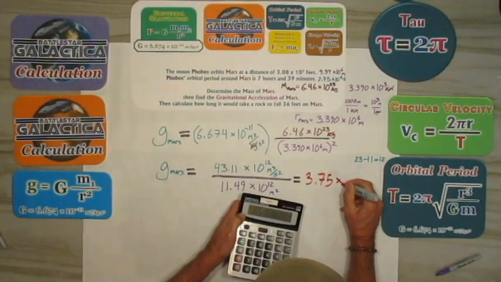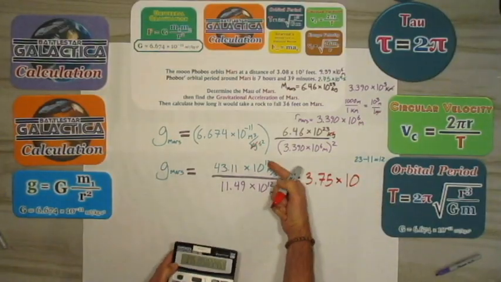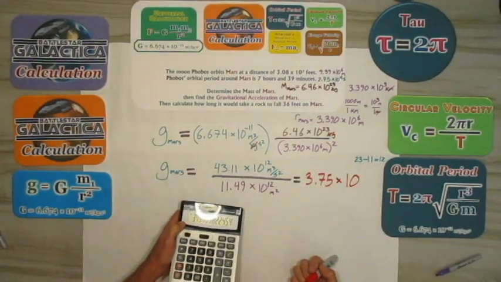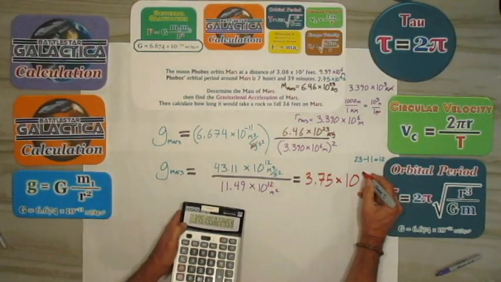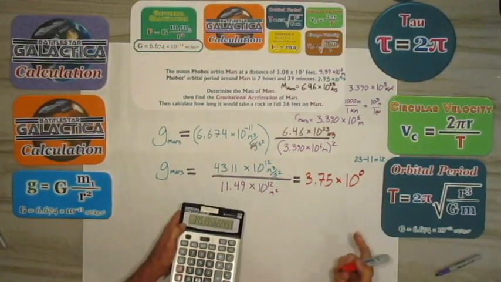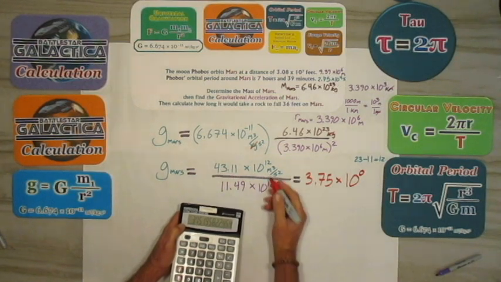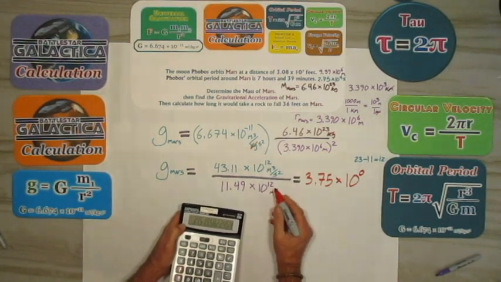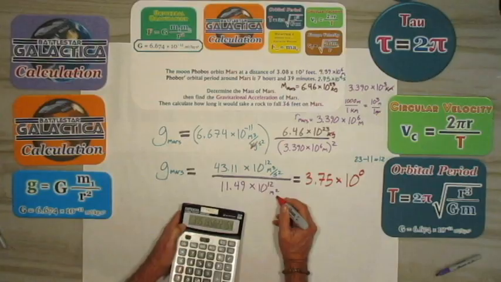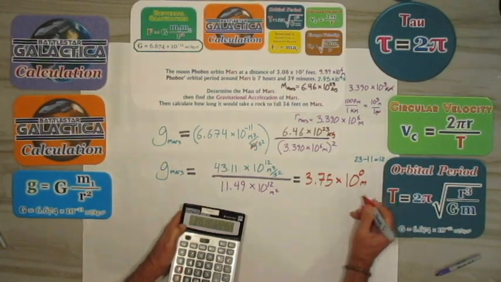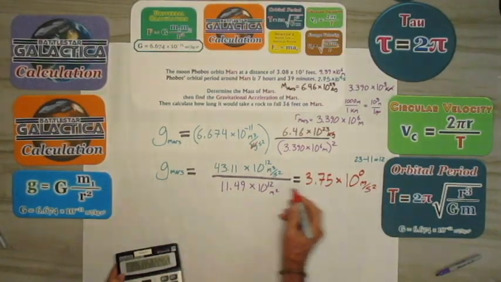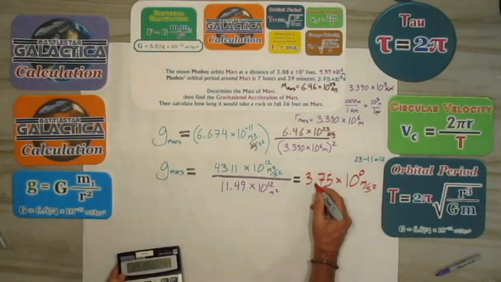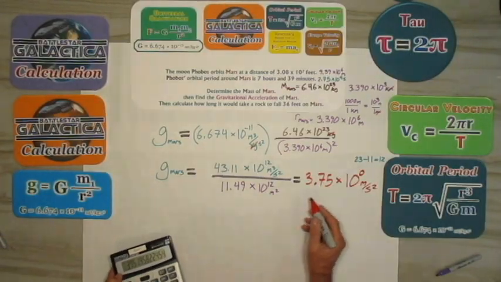3.75, and it's going to be times 10. Well, 12 minus 12, what does that give me? 0. Isn't that funny, right? Sometimes that happens. Okay, and then meters cubed divided by meters squared gives me meters, and then nothing affects the per second squared. Well, that's what we'd expect for an acceleration, isn't it? So look, we got the acceleration on Mars.